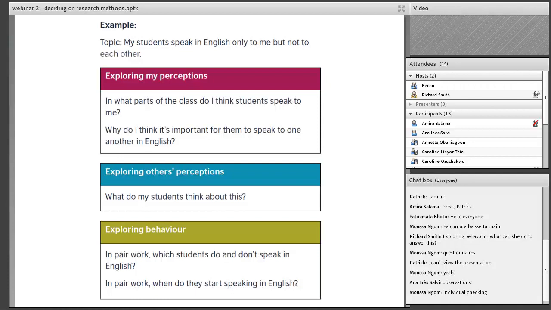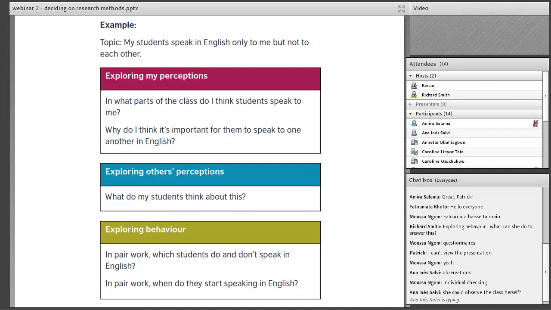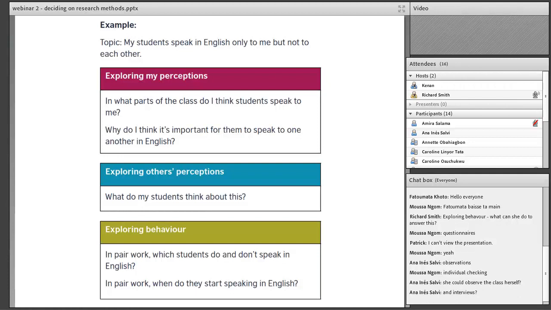That's one way. Is there any other way, maybe except for asking somebody else to come into the class, to watch the class? But that's an interesting idea. So she could observe the class herself. That's interesting. I wonder how you can do that. How can you observe your own class?